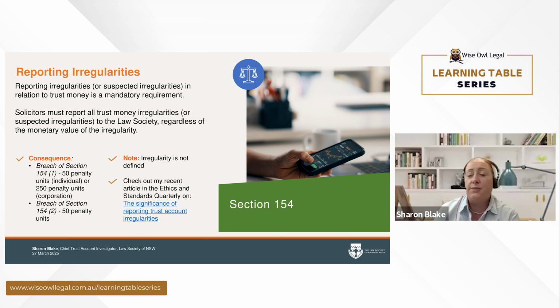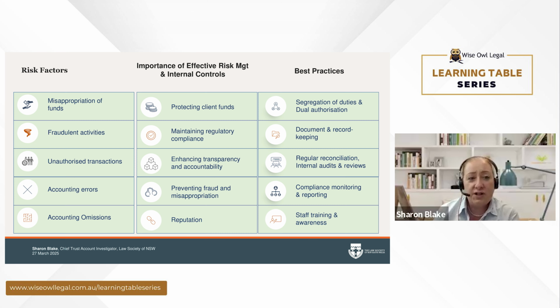So, to sum up trust accounting on a page, where can it go wrong and what things do you need to be aware of? The risks: misappropriation of funds, fraudulent activities, unauthorized transactions, accounting errors and omissions.